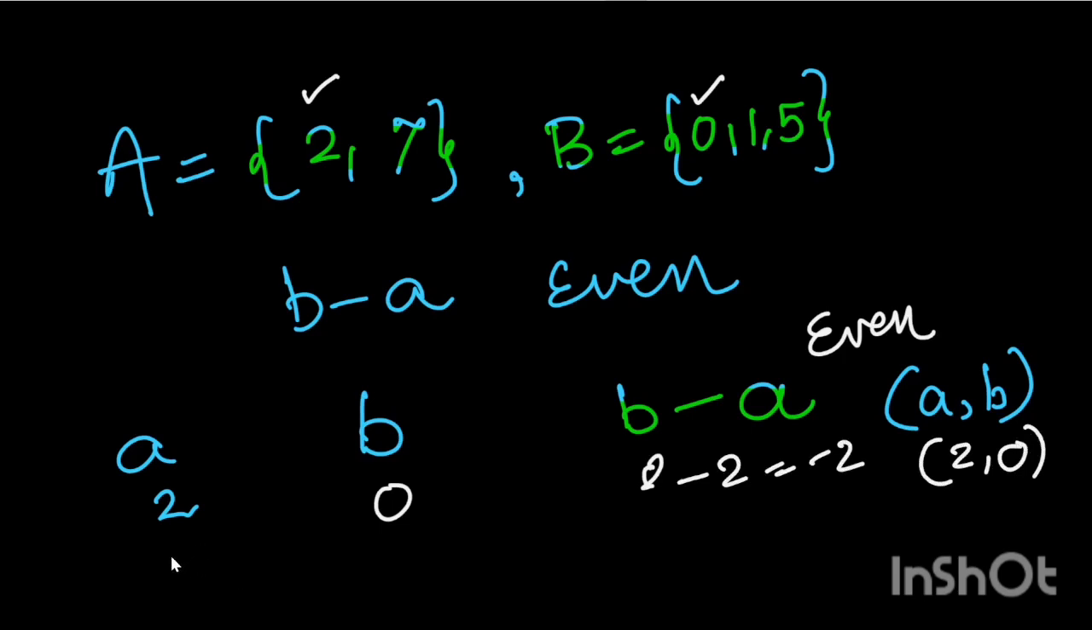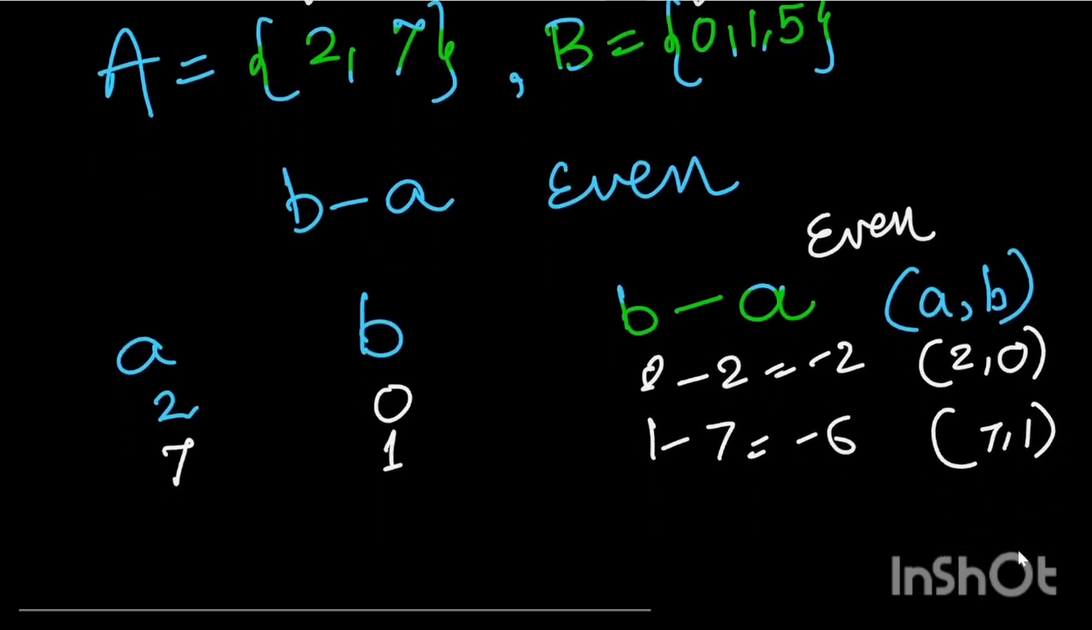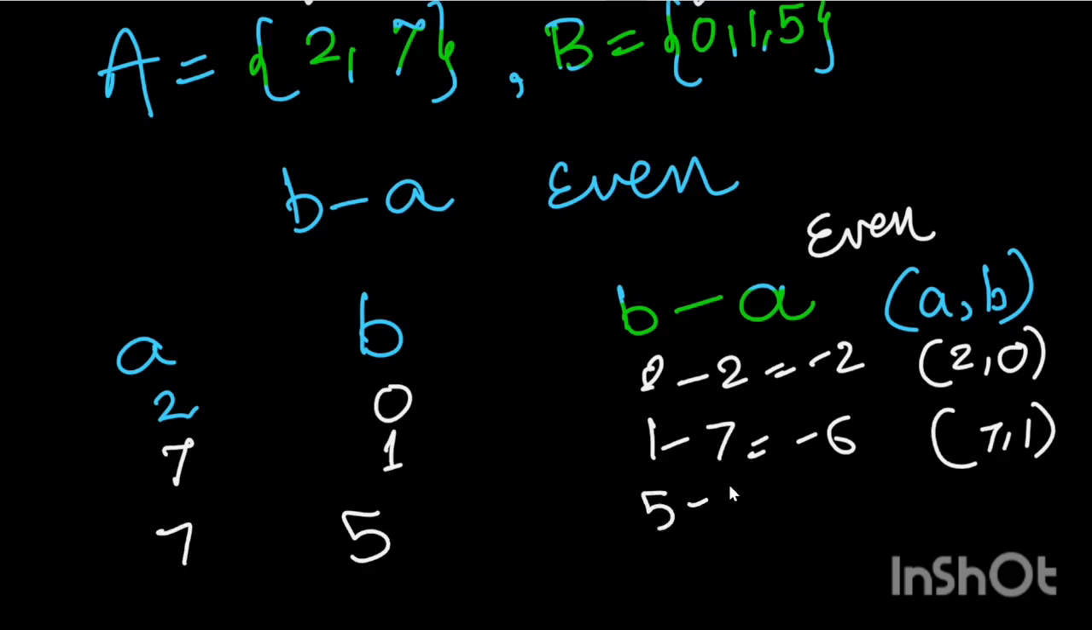Nothing else satisfies, so we will take A as 7. Now which value of B should we take? Clearly B = 1 fits, since 1 minus 7 is minus 6, which is even. So (7, 1). What else for 7? 7 and 5 can also be taken, since 5 minus 7 is minus 2, which is again even. So (7, 5) is another ordered pair.